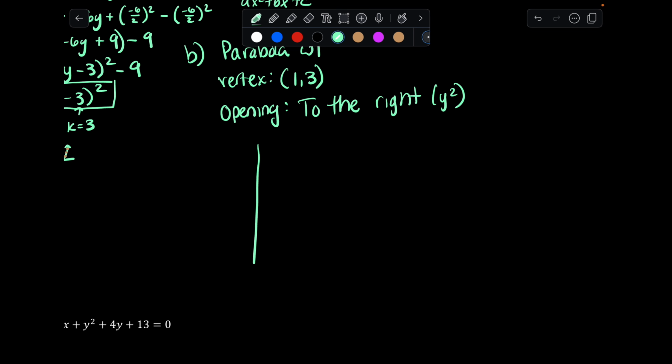So if I do a quick sketch, 1, 2, 3, 4, 5, 6, and 1, 2, 3, 4, 5, 6. The vertex is at 1, 3. And then it's a very rough sketch, so then I'm opening in this direction.